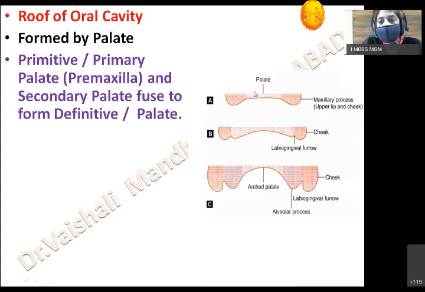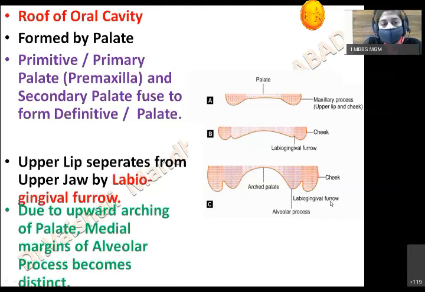See, this is the palate which is formed at the roof, and this sulcus develops. This sulcus is called the labiogingival furrow. Because of this, the upper lip and the gums, the alveolar processes, are separated from each other. Labio is lip and gingival is gum. So how is the upper lip separated from the upper jaw or the alveolar process? By this sulcus, that is called the labiogingival furrow.